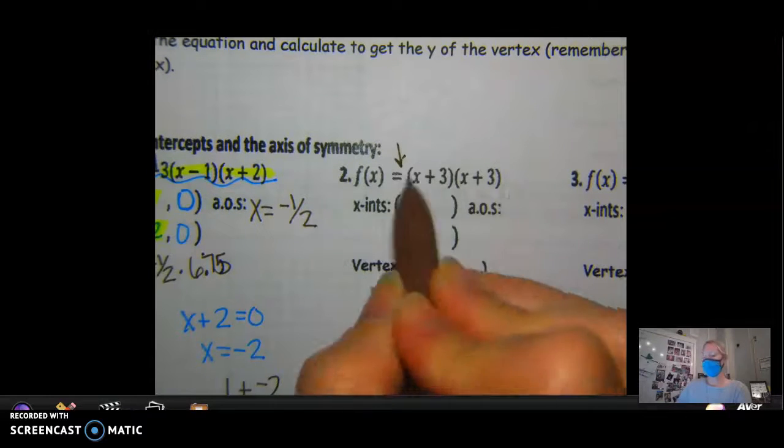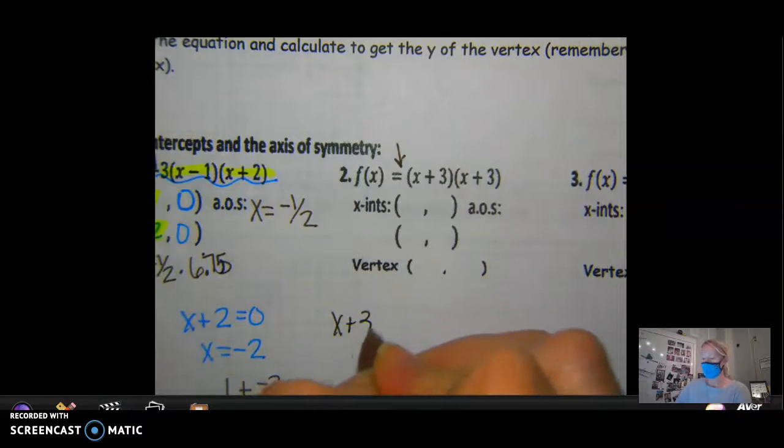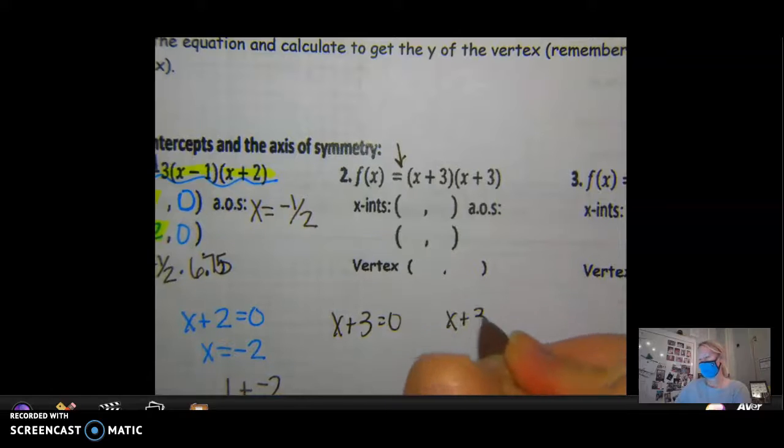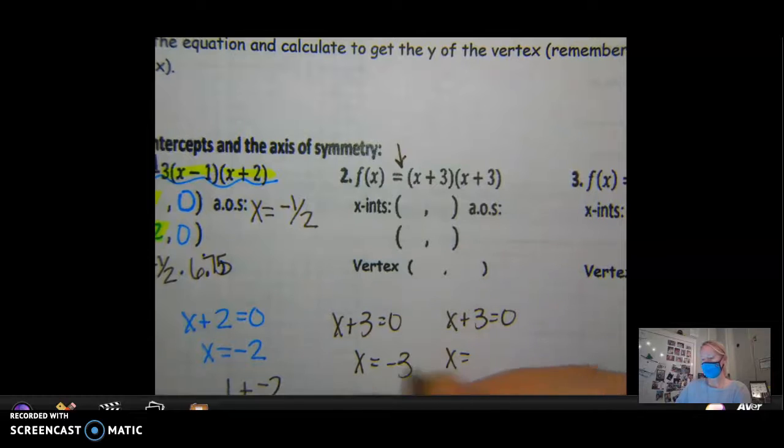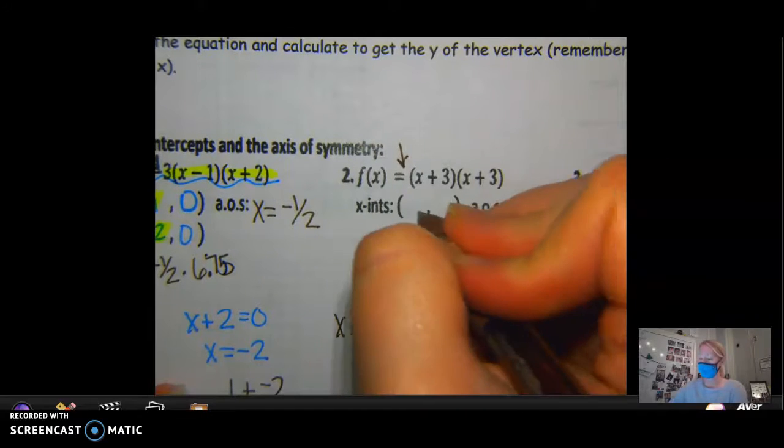These equal to 0. X plus 3 equals 0. And x plus 3 equals 0. Well, what did you get in both situations? X equals what? -3, -3. So how many x-intercepts do we really have here? 1 and only 1. What is that one x-intercept?